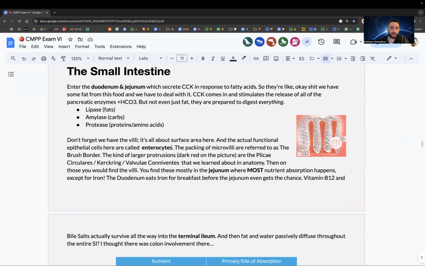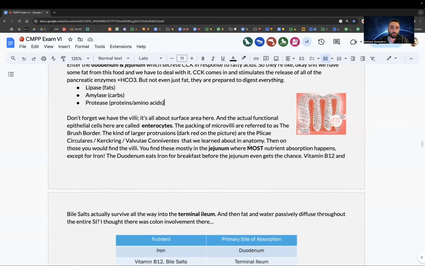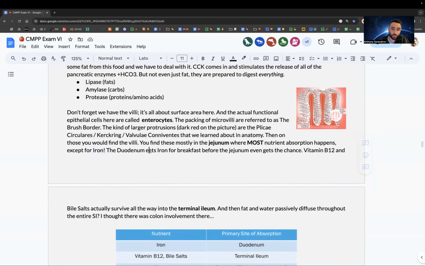So we have the villi, which are the hallmarks of the intestines, and the actual functional epithelial cells there are called enterocytes. The packing of microvilli, which you can see in this picture here, that's known as the brush border. And then we learned about this in anatomy, but the plicae circulares, Kerckring's valvulae conniventes, which are most visible, I believe, in the jejunum. Yep, it's right there. That's where most nutrient absorption happens, except for iron. That happens in the duodenum.